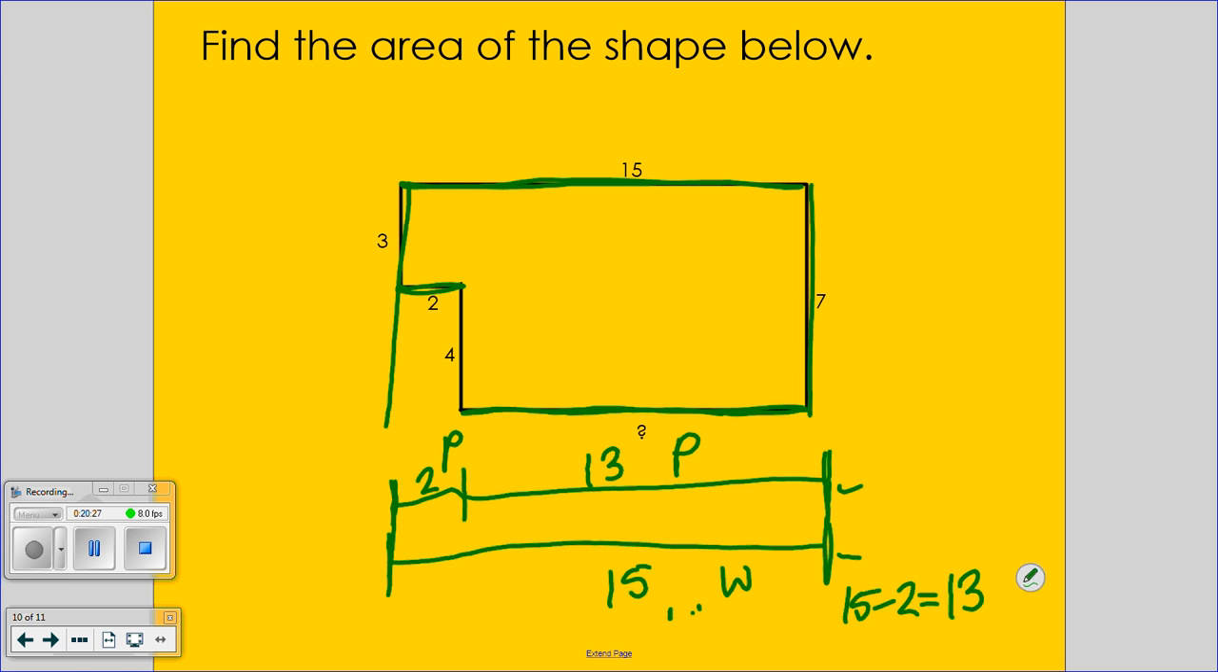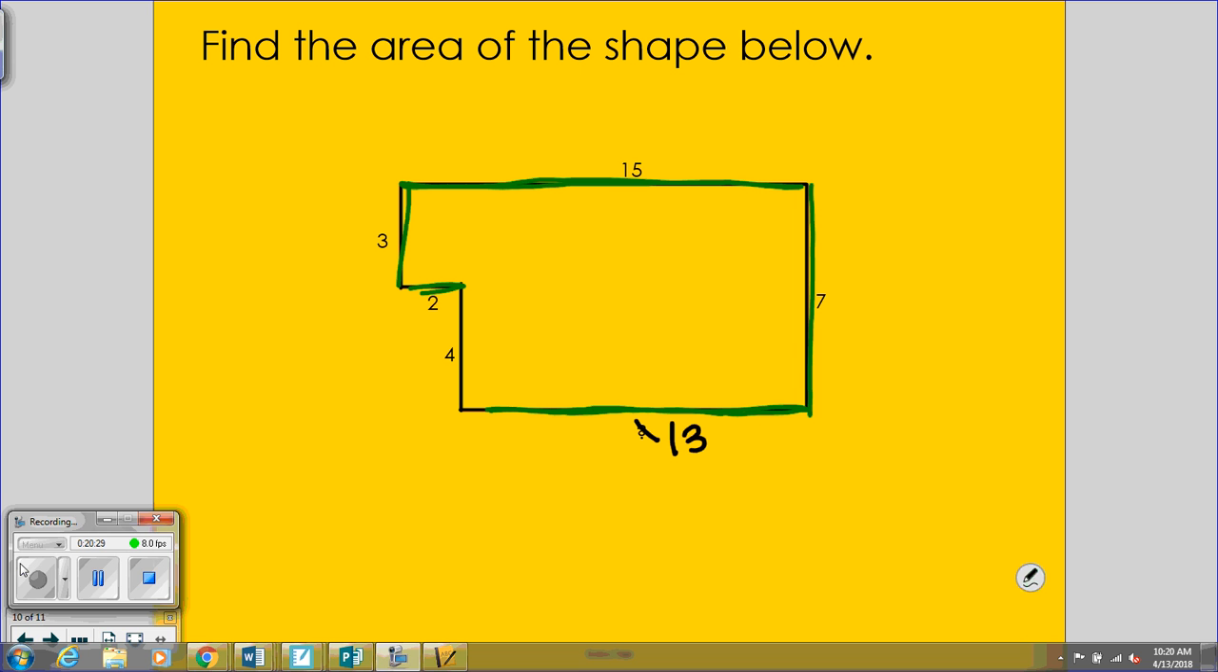Alright, now I need to figure out the area of this crazy shape. Can I just start multiplying? No, I don't have a shape that looks like an array yet. I need to make some shapes that look like arrays so that I can easily find area. How could I do that? How could I make this shape look like something I know how to find the area of?